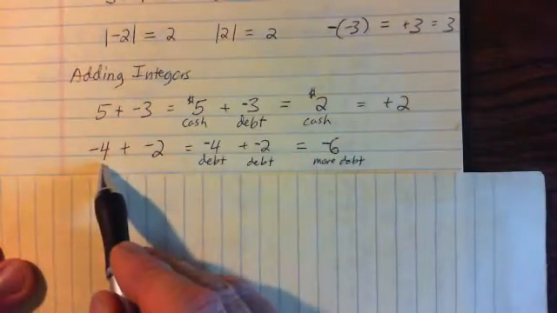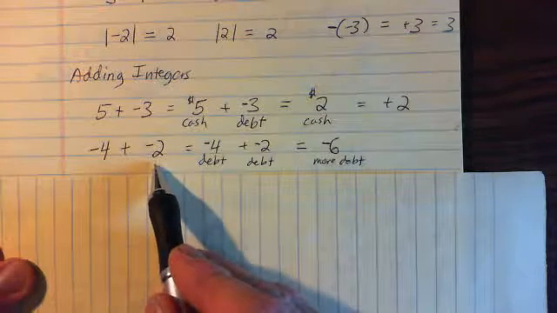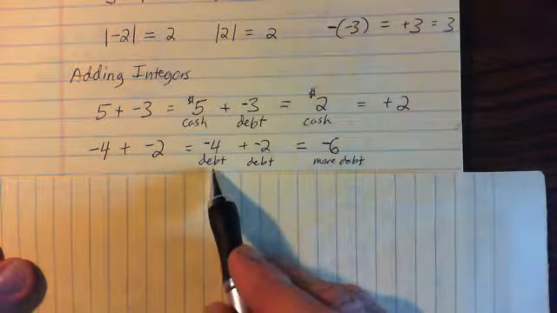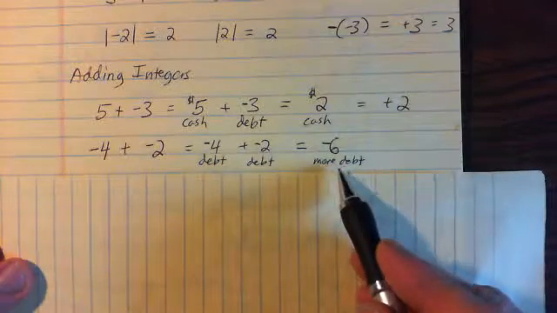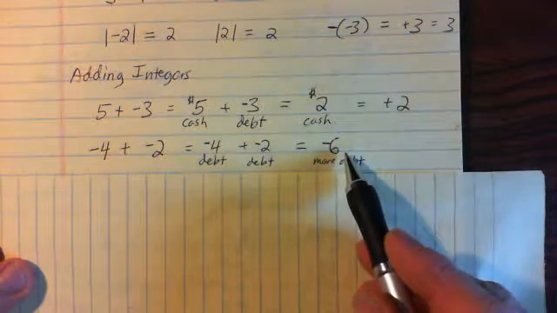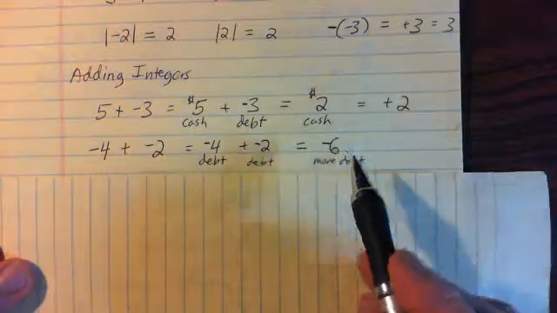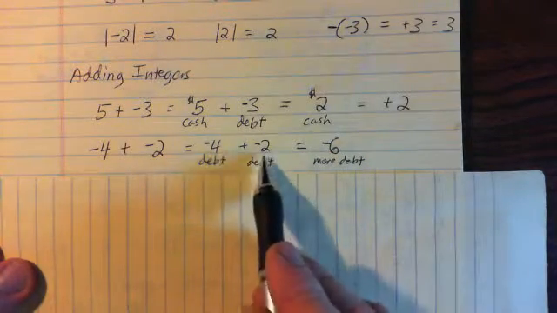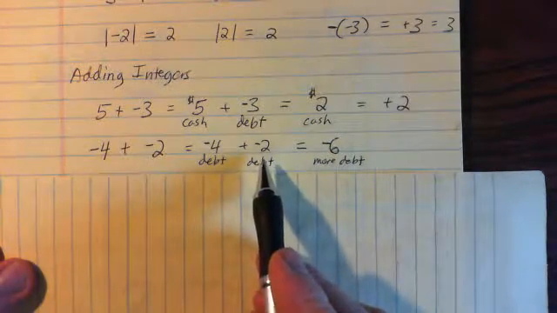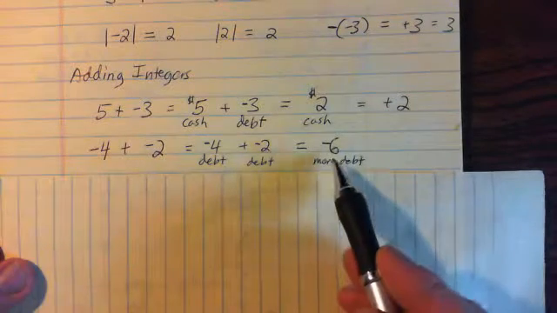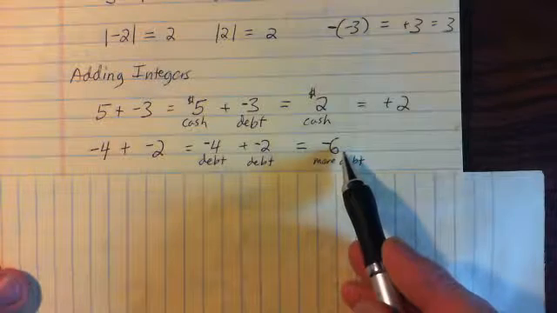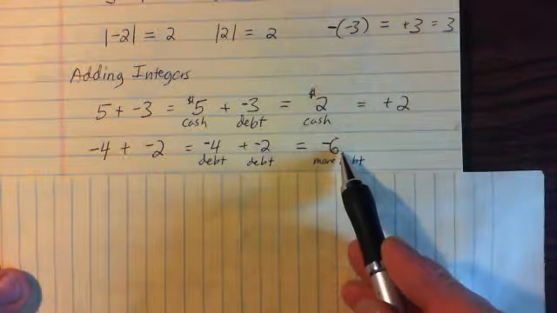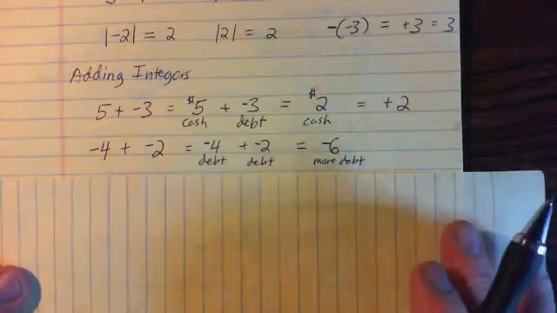Here's another one. If you have negative 4 and negative 2, well, you could think of it as debt and debt. And you know that debt and debt makes more debt. So it would be negative 6. So two negatives, when you add them together, you don't get a positive. Two negatives, when you add them, give you a larger negative number. In other words, a negative number with a higher absolute value.